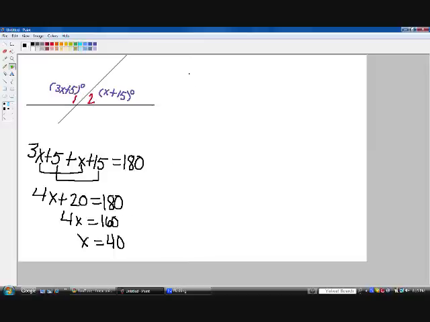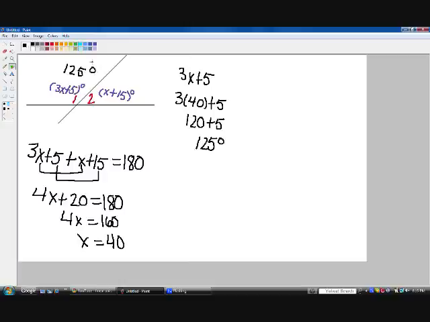So I'll just take angle number 1. Angle number 1 is 3x plus 5. And we just found out that x is 40. So 3 times 40 plus 5. 3 times 40 is 120. Plus 5 is 125 degrees. So angle 1 is 125 degrees.